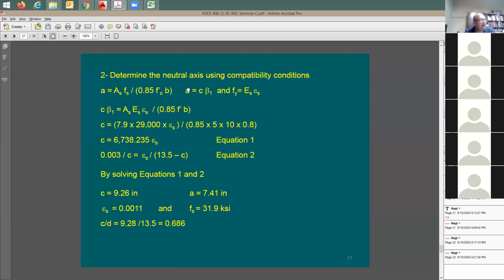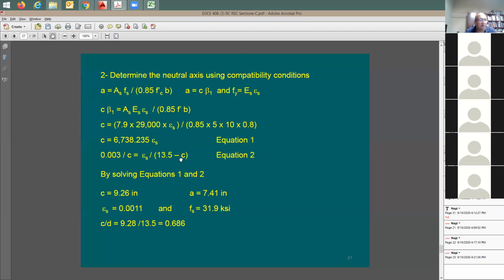So instead of a, I made it c. And instead of Fs, I'm using here epsilon s. And I know the relationship between epsilon s and Fs. The relation is going to be Es, the modulus of elasticity. Now I have one equation that contains my two unknowns, which are the strain in the steel and the neutral axis depth. I said, okay, great. How about the second equation? You know, if you have two unknowns, you need to have two equations. Here's the second equation. Now, where is this coming from?